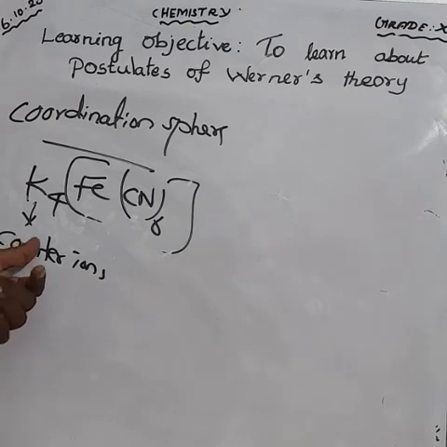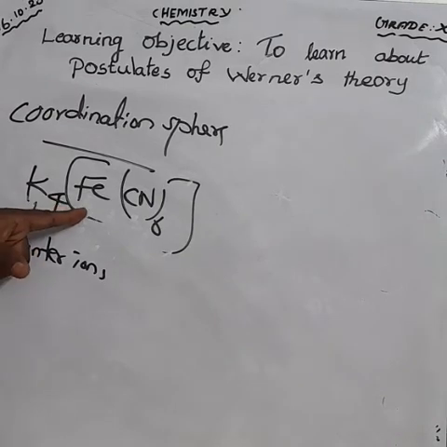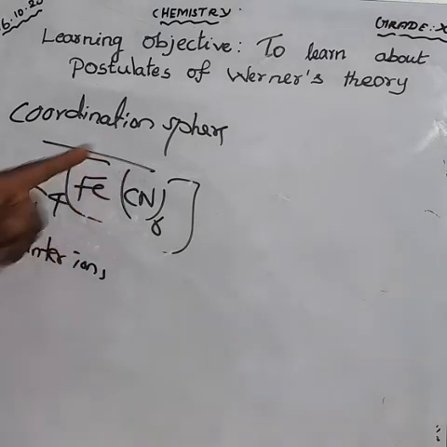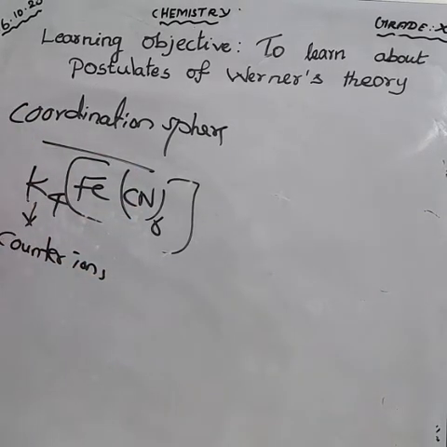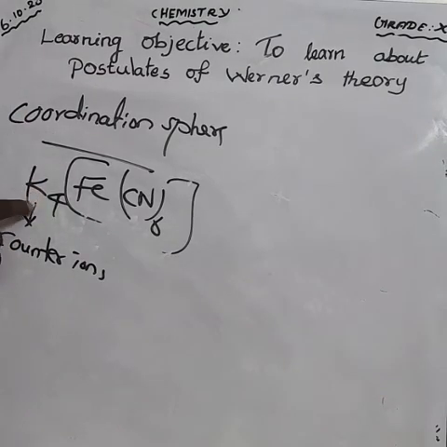The coordination compound K4[Fe(CN)6] contains the complex [Fe(CN)6]4-, and it is referred to as the coordination sphere. The other part, K plus, is associated with it and is called the counter ion.